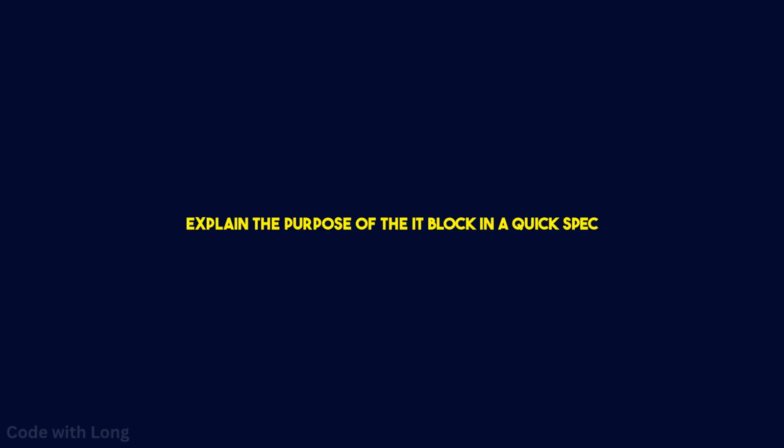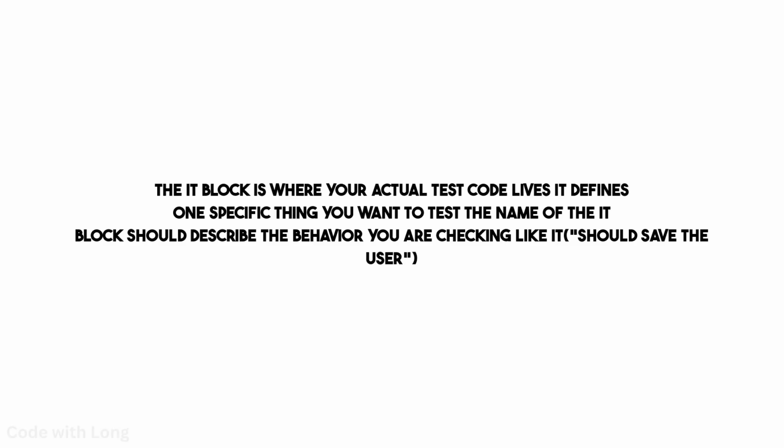Explain the purpose of the it block in a Quick spec. The it block is where your actual test code lives. It defines one specific thing you want to test. The name of the it block should describe the behavior you are checking, like it should save the user.